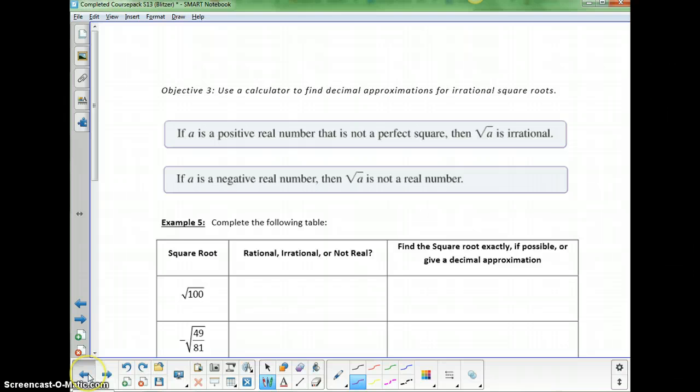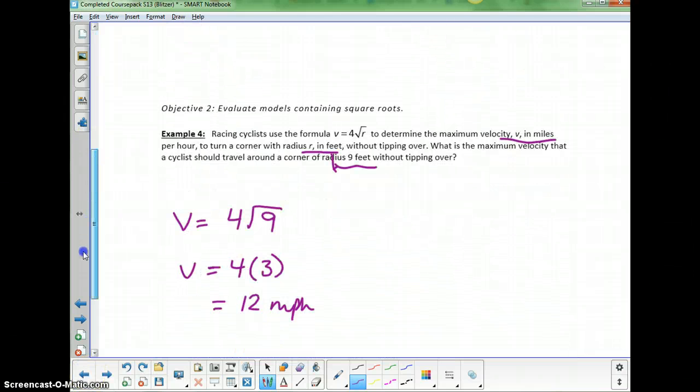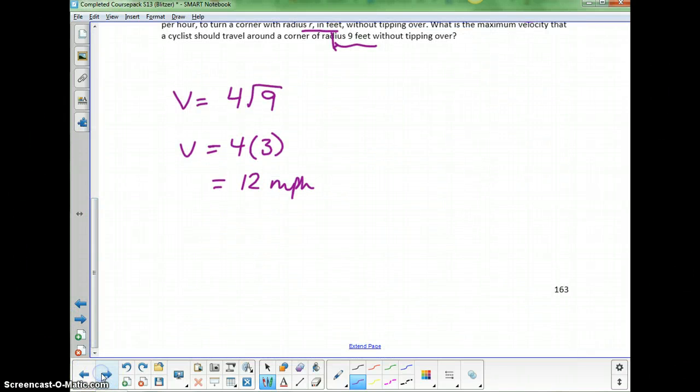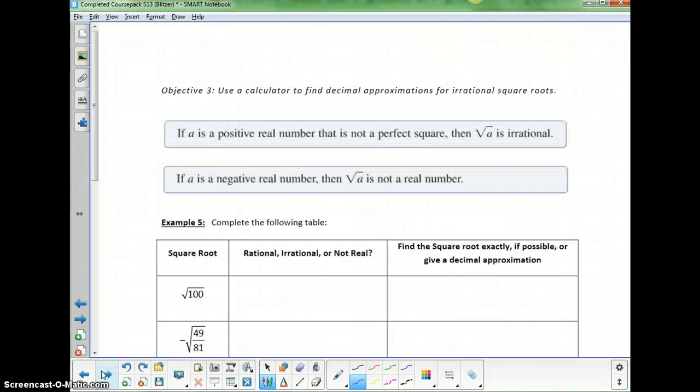Oops, I need to go to the next page, just need to scroll down. There we go. Oh no, that was the bottom. Okay, next page. Objective 3.